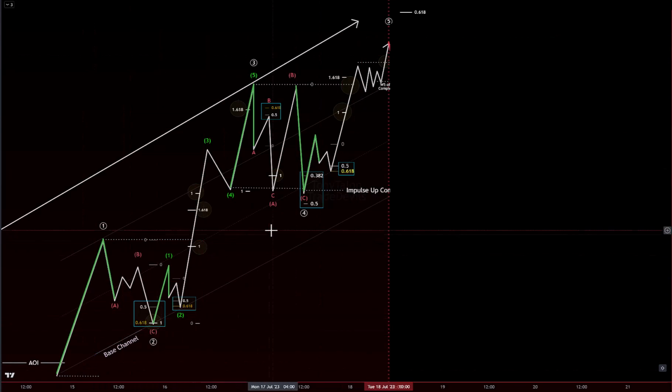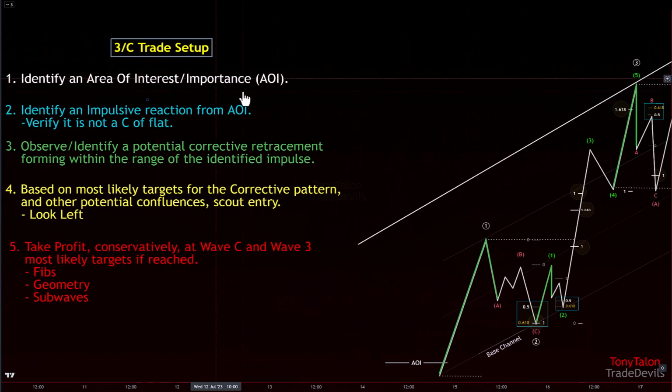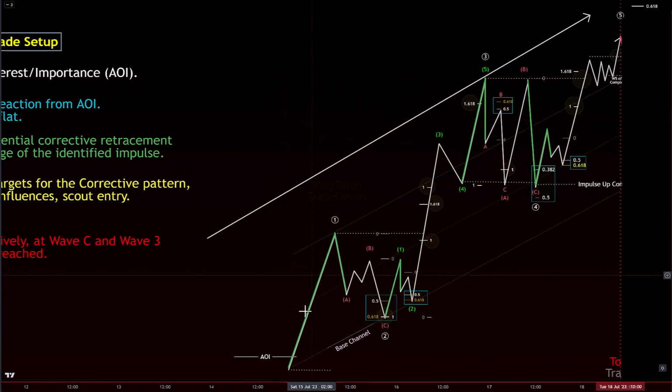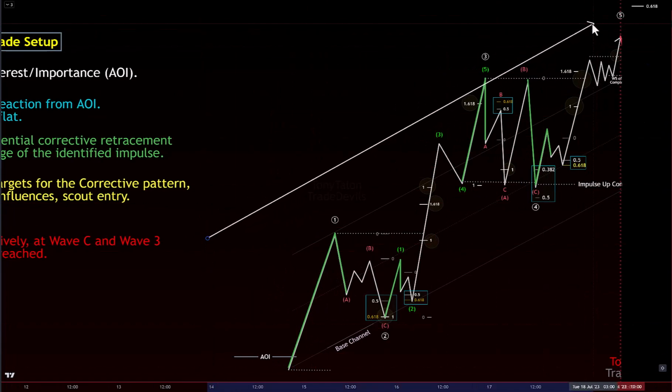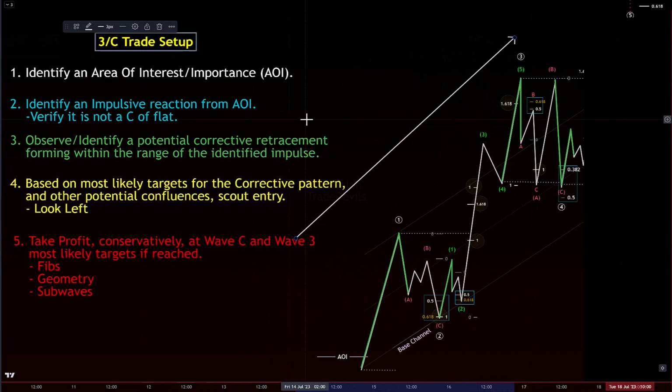So what are we looking for? Again, we'll go back to our setup over here. Identify an area of interest. Done. Identify an impulsive reaction from the area of interest. Verify it's not a flat. All right, we have our impulsive move up here. This whole thing is good to go. It's our impulsive move, a swift move away from the area of interest. We look left, there's no flat. Observe, identify potential corrective retracement forming within the range identified.